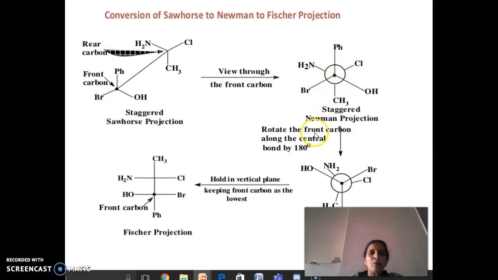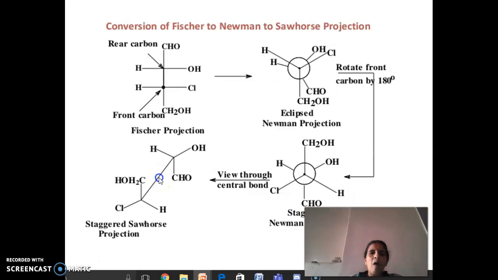And when the front carbon is rotated along the central bond by 180 degrees, it gives the eclipsed conformation. Then it is held in the vertical plane, keeping the front carbon at the lowest. It will give the Fischer projection. This is the front carbon with the lowest carbon at the bottom, and this is the rear carbon atom which is shown here above the vertical line.